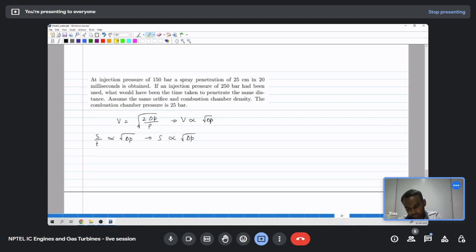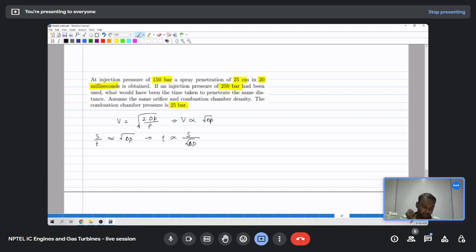Initially it is 20 milliseconds, and for 250 bar there is no different time that has been told. Oh, okay, we have to find the time taken. That means S is constant and we need to find the time taken. So then it's better I write it as T is proportional to S by root delta P.